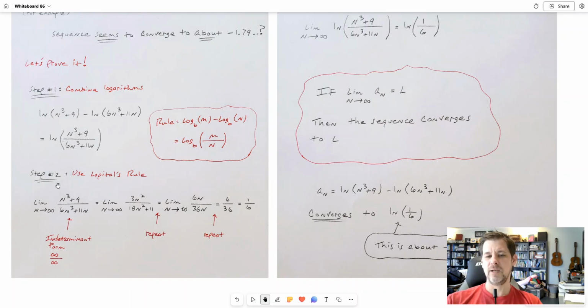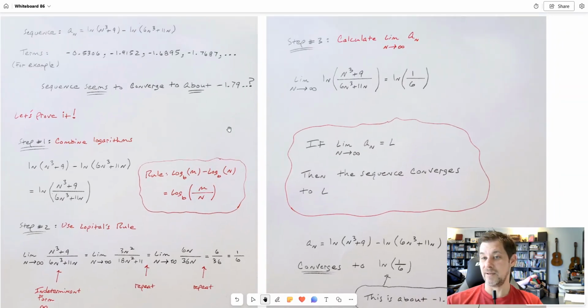So real quick, why am I trying to find the limit of this formula that I was given as n goes to infinity? Because if the limit as n goes to infinity for your formula that defines your sequence is some number L, then the sequence converges to L. And all said and done, I'm expecting to get a number that's about negative 1.79.